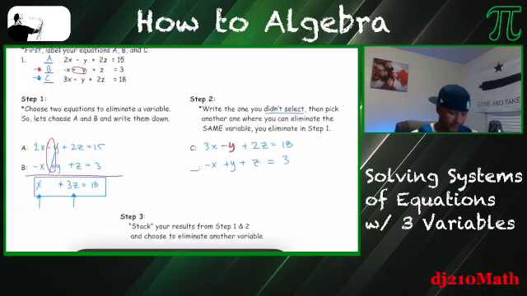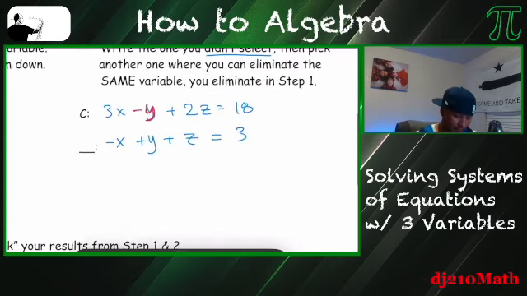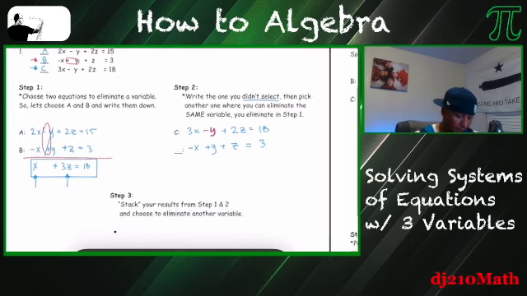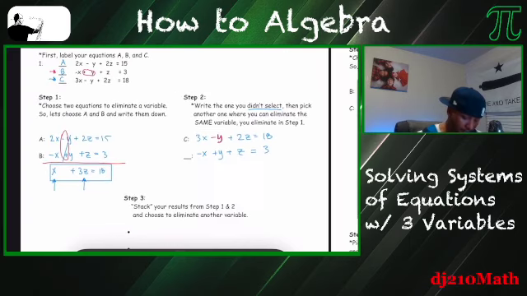Okay. So just so you can see what's happening here. We had to choose the one that we didn't select. Then we need to choose out of the two remaining, the two that we chose from previously, I need to pick one so that the same variable that got eliminated in step one gets eliminated right now. And that's what we did. So we chose B. Okay, the y's are going to cancel, right? That's what I want to happen.